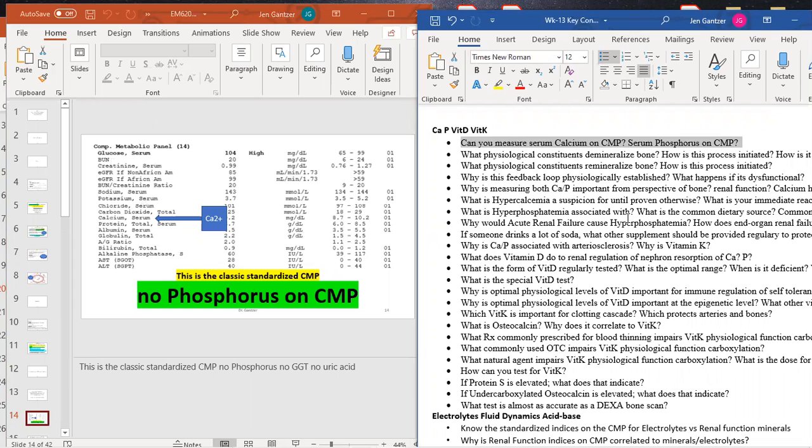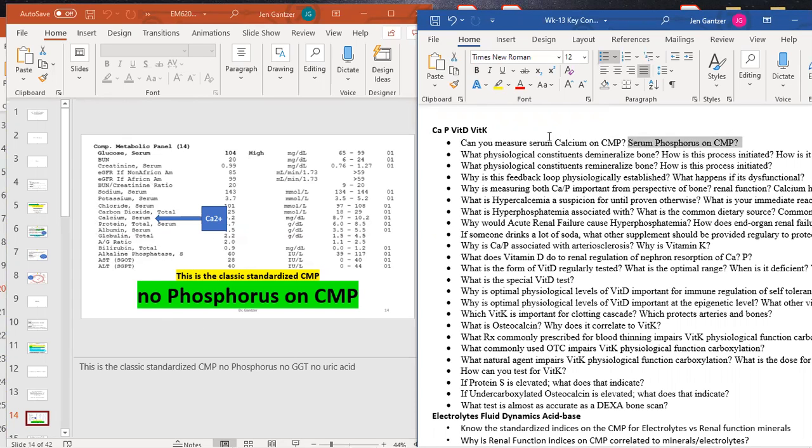However, potassium is not resorbed, and as we're going to see here, we're looking at calcium and phosphorus in regards to the CMP. We want to recognize that calcium is under tight hormonal control in the serum, which is on our standardized CMP, or our metabolic chem panel 14. However, serum phosphorus is not. You would have to do an add-on if you wanted to monitor phosphorus.